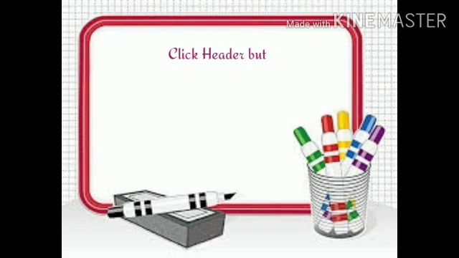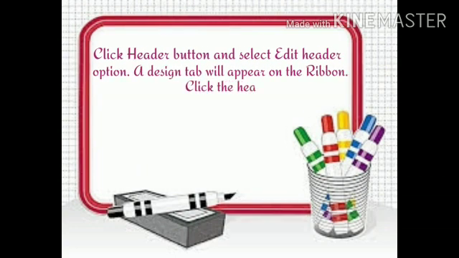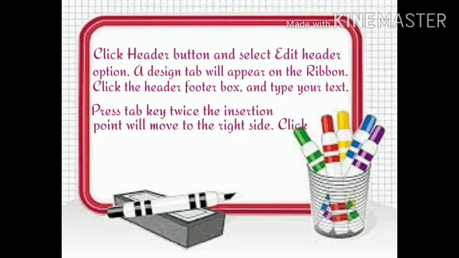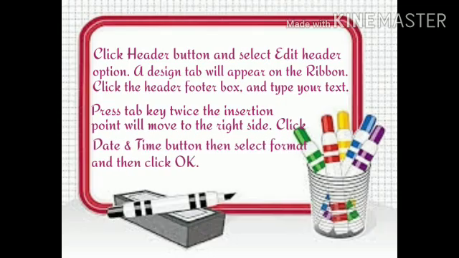Now click the header button. Select the edit header option in the built-in dialog box. A design tab will appear on the ribbon. Now you will find the header box with the dotted line on top of the page. Click the header box and then type the text you want. Whatever text you want to type, you can type over there.